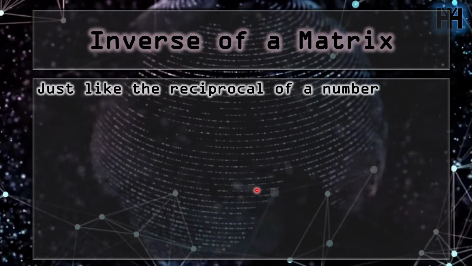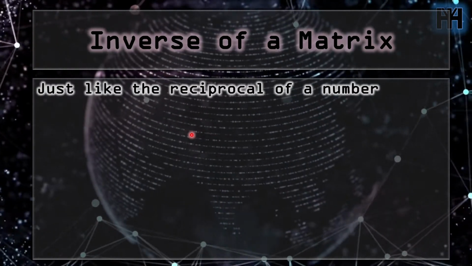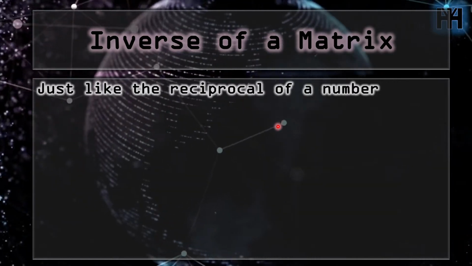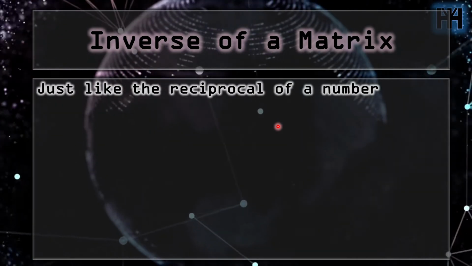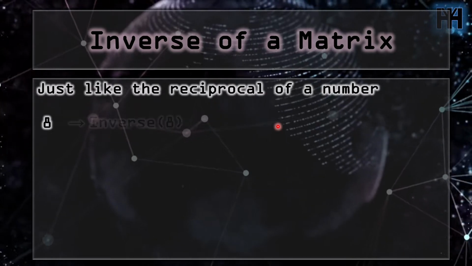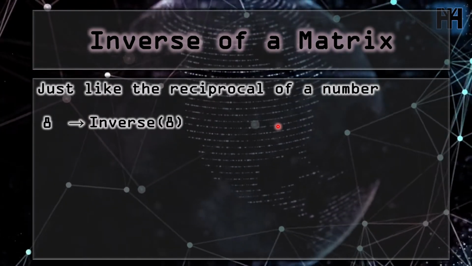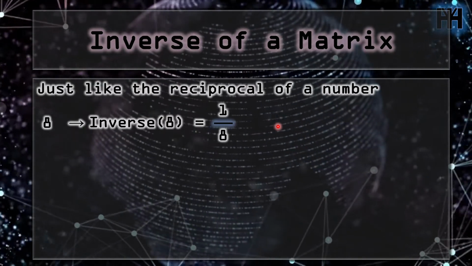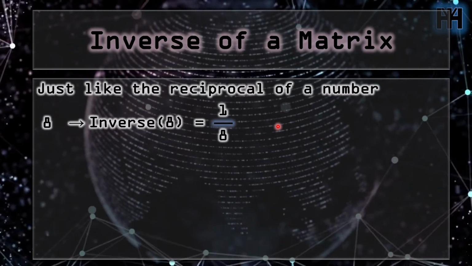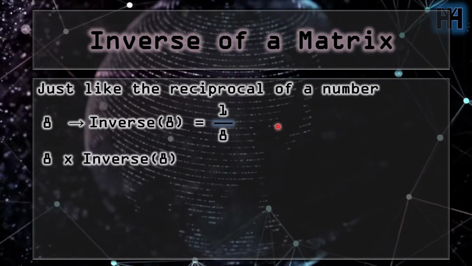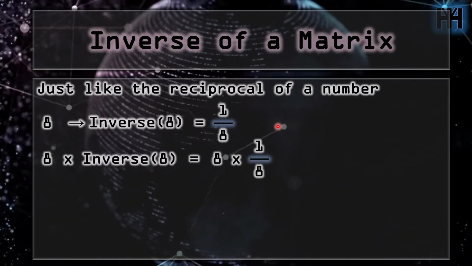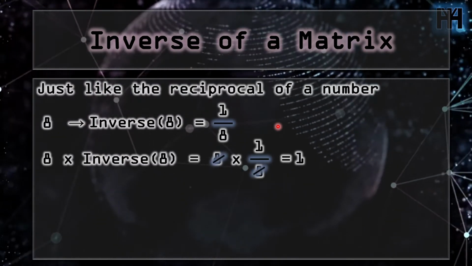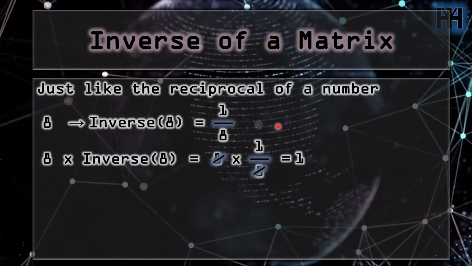Okay, to get the inverse of a matrix, it's just like getting the reciprocal of a number, or the multiplicative inverse of the number. We have 8. To get the inverse of 8, it will be 1 over 8, or you can call it 8 to the power of negative 1. What will happen if you multiply 8 and the inverse of 8? We will have 8 times 1 over 8, so they will cancel each other, and the result will be equal to 1.